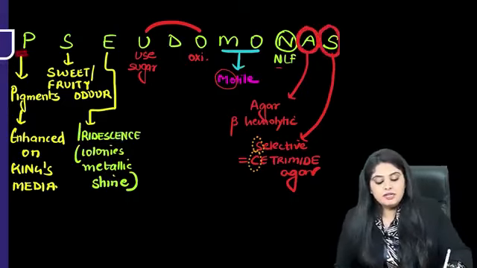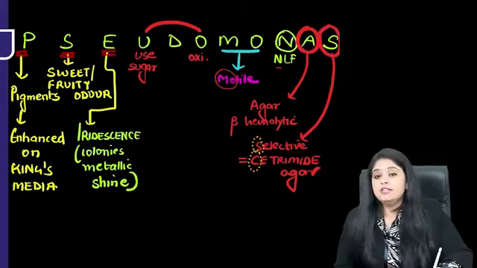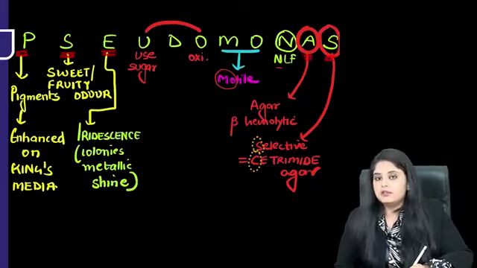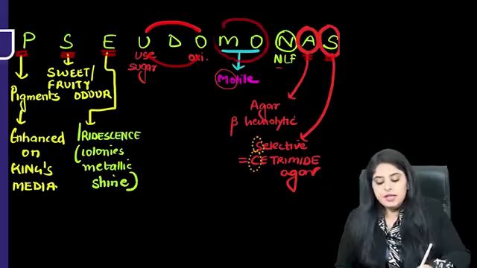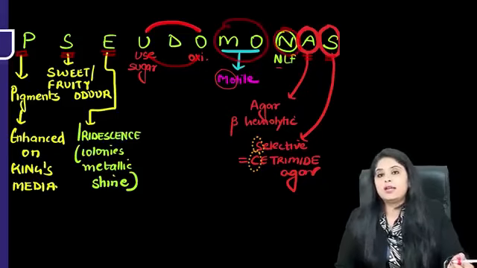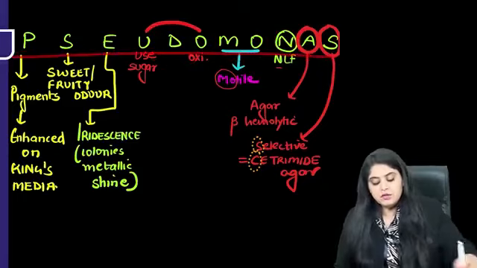So jaldi se pigment hai, sweet fruity odor hai. There is iridescence which is going to be a shine. Which selective agar? That is going to be cetrimide. Blood agar pe it is a hemolytic organism. Uses sugars oxidatively. MO for motile and N for non-lactose fermenters. This is the story of Pseudomonas.